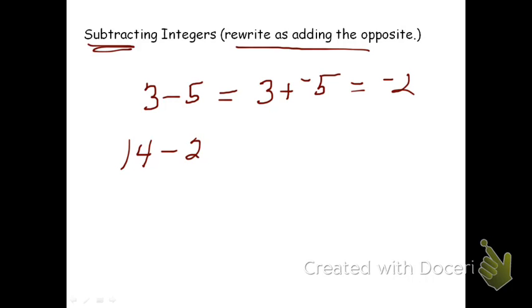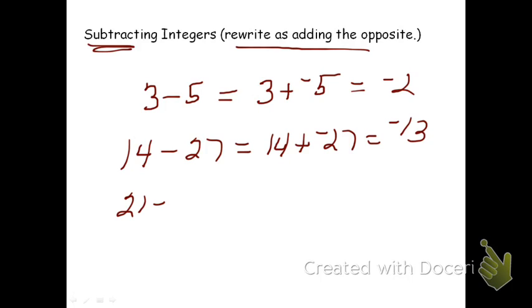14 take away 27. If you want to, you could rewrite that as 14 plus a negative 27. Take their difference, which is 13, and since the 27 was larger, then it's a negative 13. If the first number is larger than the second number, you don't even have to worry about that. 21 take away 5 is just good old 16.